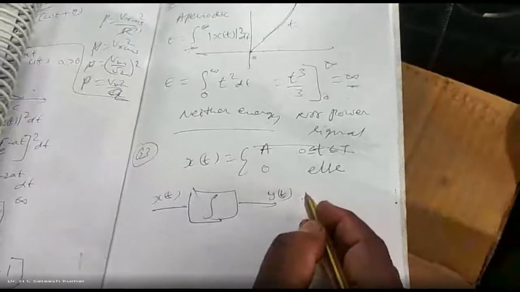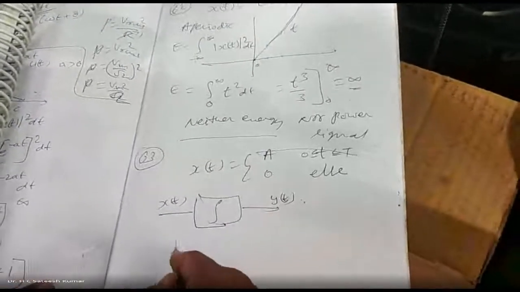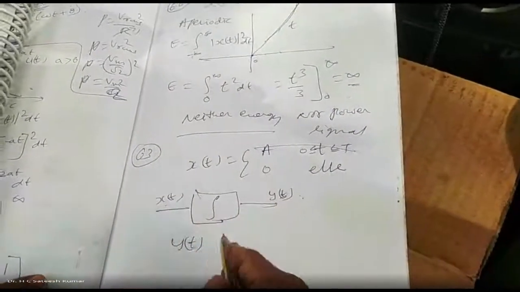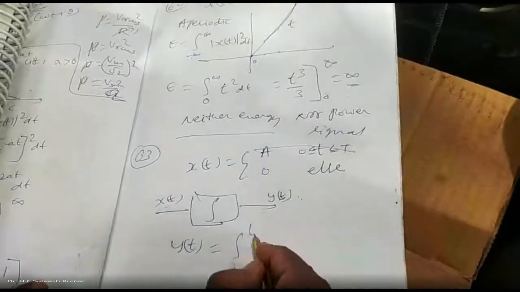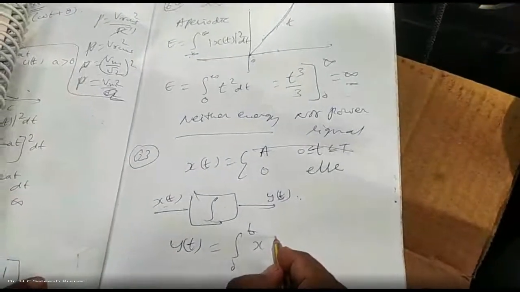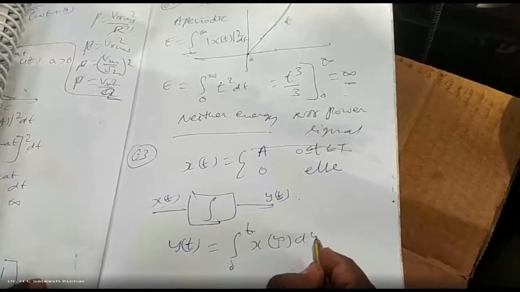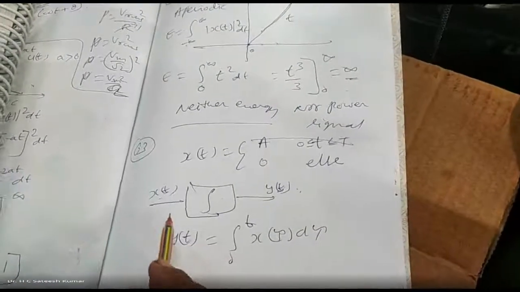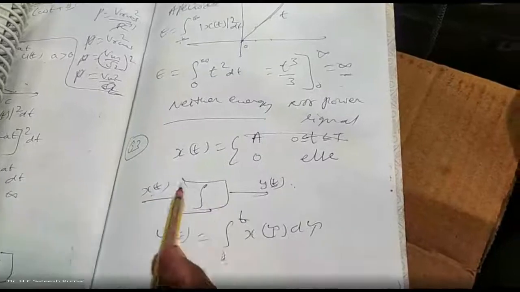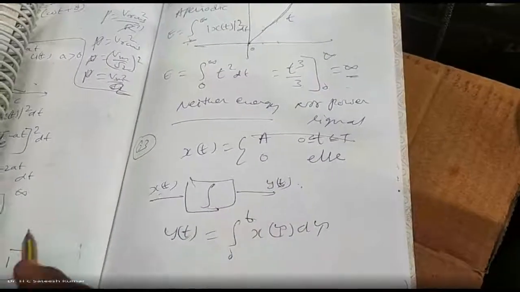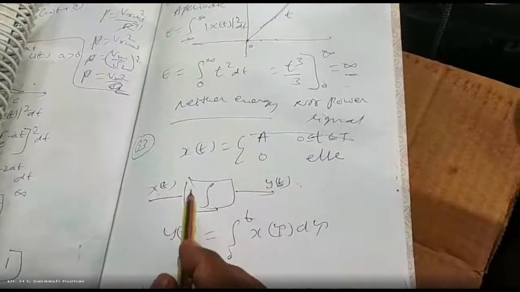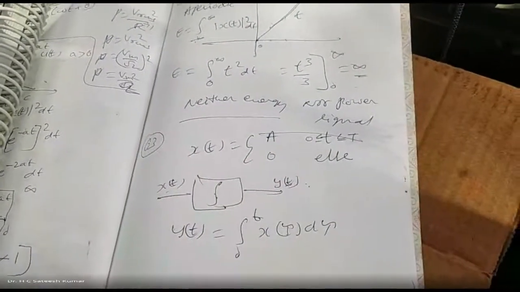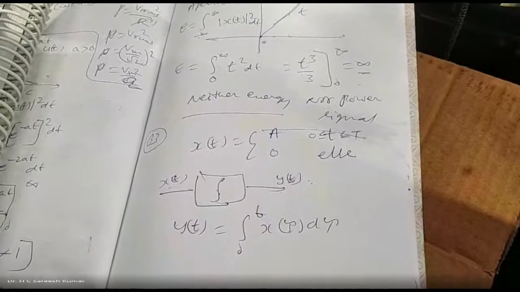The integrator, what is it? The output y of t is the integration of the input. y of t is the integration from 0 to t of x of tau d tau. So integrate the input signal, and for that output signal you find the energy, not for x of t. x of t is given to the integrator, the output of the integrator will give some signal, and for that signal you find the energy. That's what the question is.